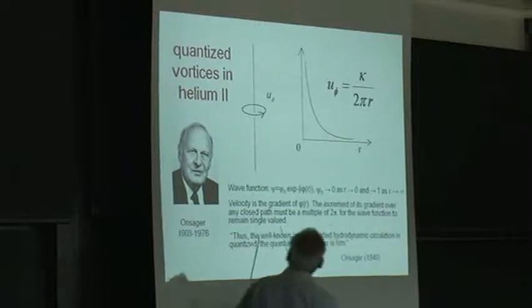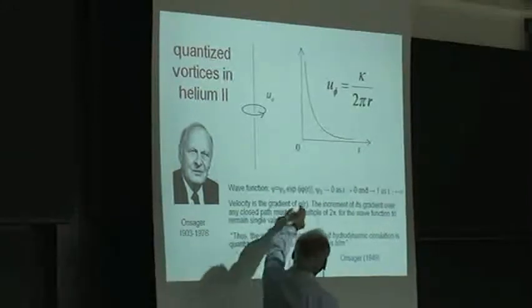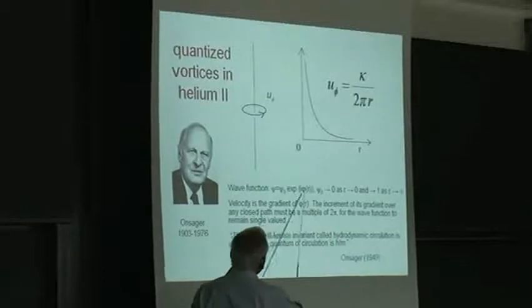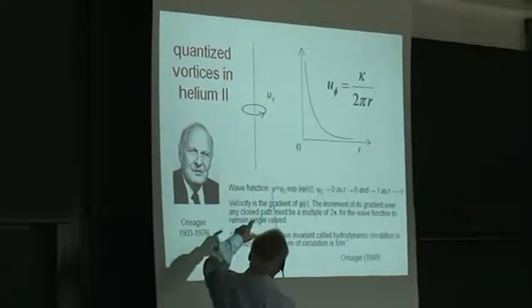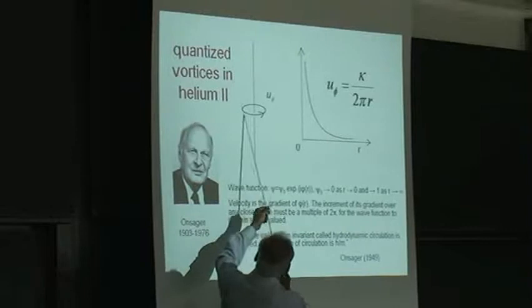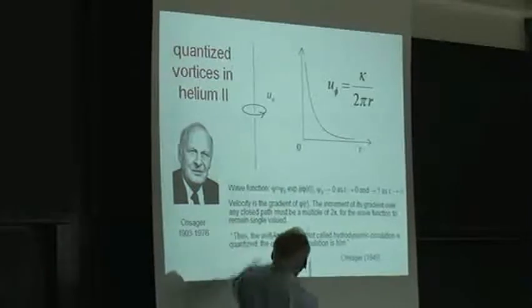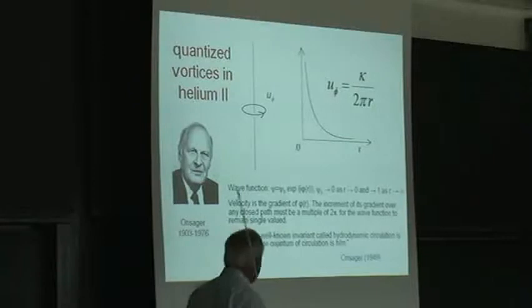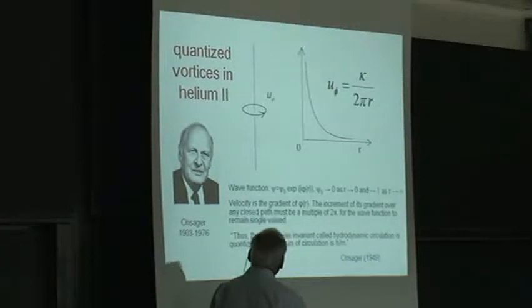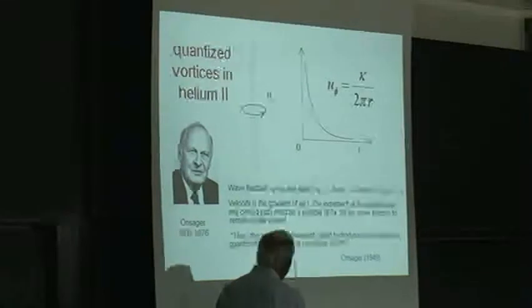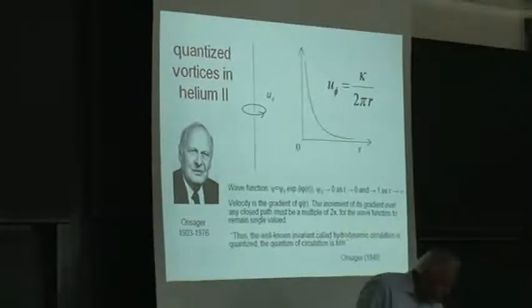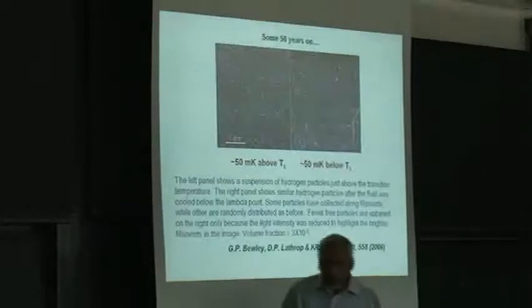In fact, this whole thing that Onsager said was this. He basically had this wave function, and here is the phase of the wave function, and the velocity is the gradient of the phase. And simply by requiring that it be single valued, when you go around in one circuit, he said that it has to have a quantum of circulation. And this is the famous statement he made, that the well-known invariant for hydrodynamic circulation is quantized, and the quantum of circulation, as I said, is Planck's constant divided by the mass of the helium atom.